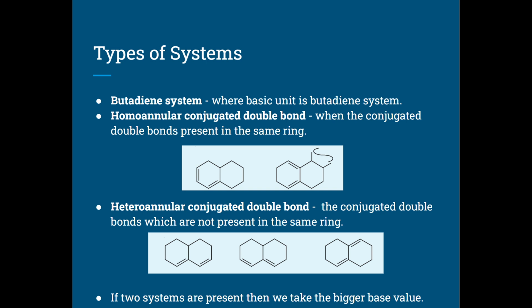As you can see in the diagrams, different diagrams are given for your better understanding. We will be learning the base values of the system in the next slide, but you have to keep in mind that the one having the bigger base value will be preferred. For example, the homoannular base value is 253, while for heteroannular it is 215. Sometimes in questions, there will be homoannular and also heteroannular, but you have to take the base value as homoannular because it is more. It is 253, and for heteroannular it is 215. So you always prefer the larger value.